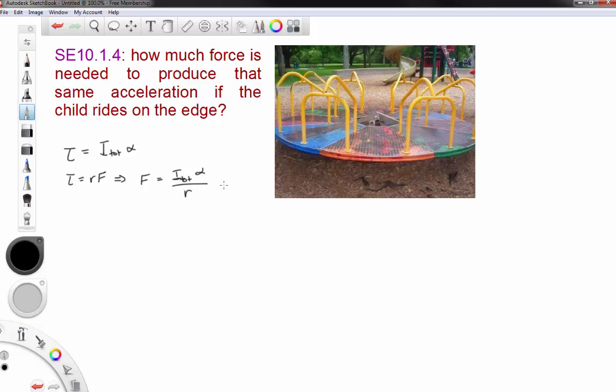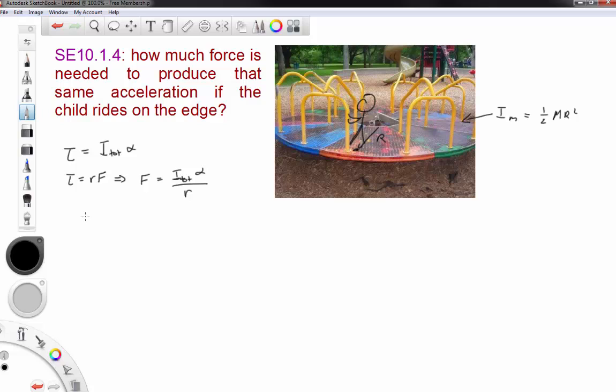Now, what's this total moment of inertia going to be? Well, you have one moment of inertia for the merry-go-round, I sub m, which is 1/2 mr squared. You have another one because there's now a child who is happily riding on the merry-go-round out here some distance r away from the axis of rotation. So this distance is r. Here's the child. The child has some mass.